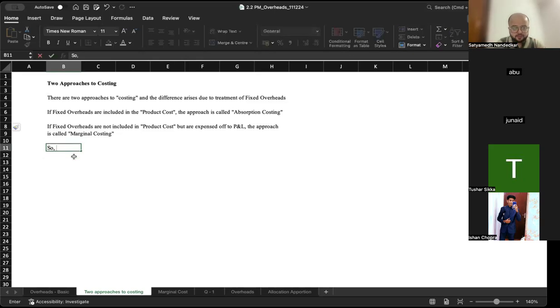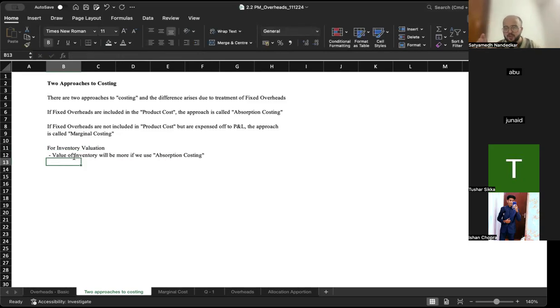So let's understand what happens in inventory valuation. For inventory valuation, the value of inventory will be more if we use absorption costing. Naturally, because when you are using absorption costing, your total cost of producing the final output includes the fixed cost also. If you are using marginal costing, it only includes the variable cost.